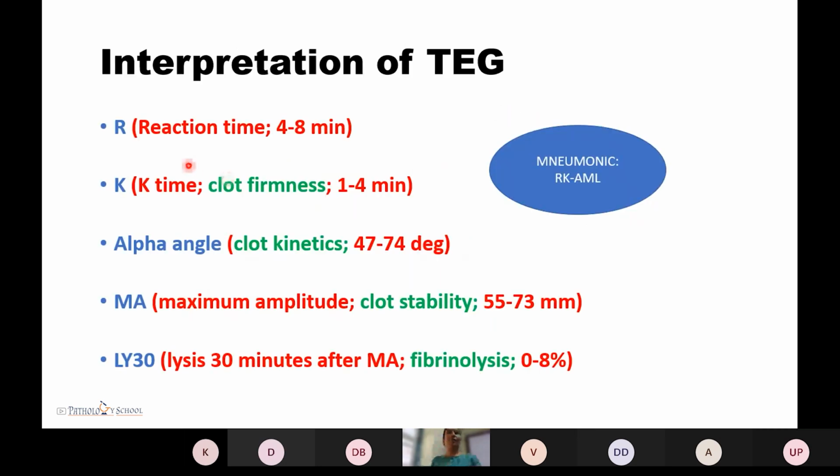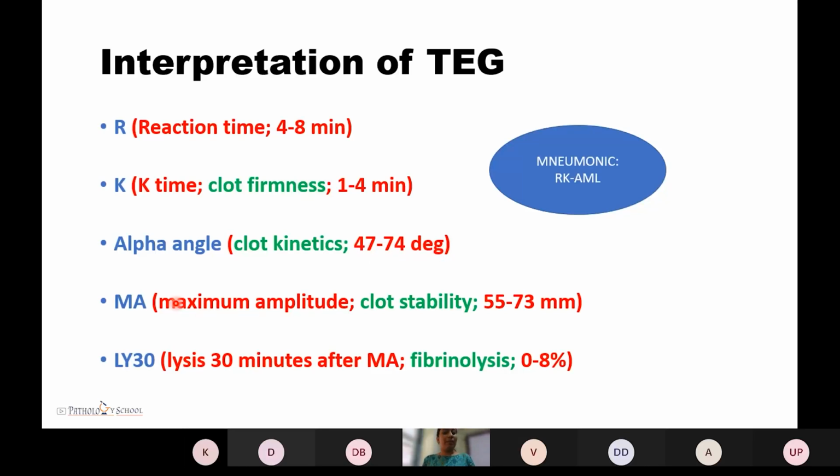So there are 5 parameters, and it is to be kept in mind that we have to memorize these in the same order, that is R, K, A, M, L. So R time is reaction time, and its normal value is 4 to 8 minutes. Then K time, it tells us about the clot firmness, and its normal value is 1 to 4 minutes. Alpha angle, it tells us about the clot kinetics, and the normal value of it is 47 to 74 degrees.